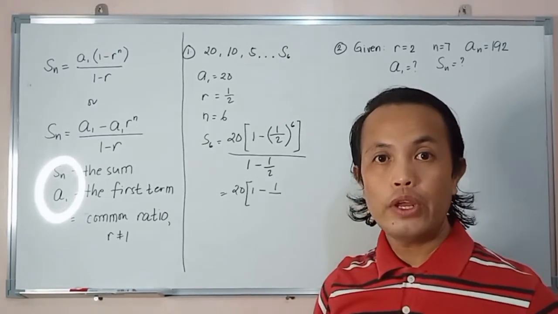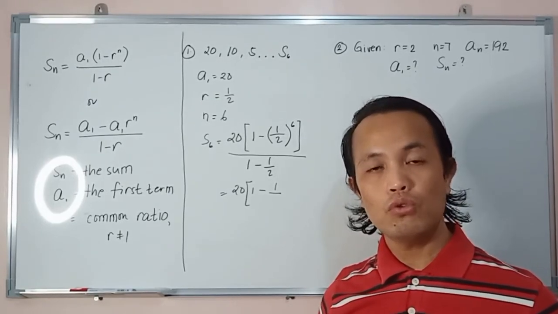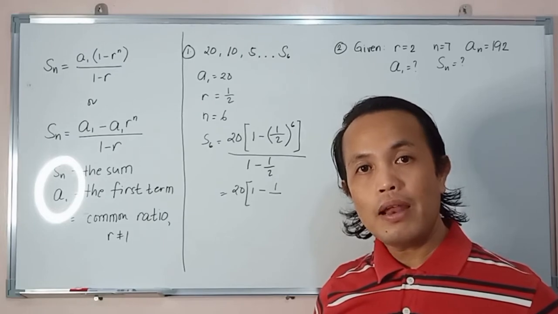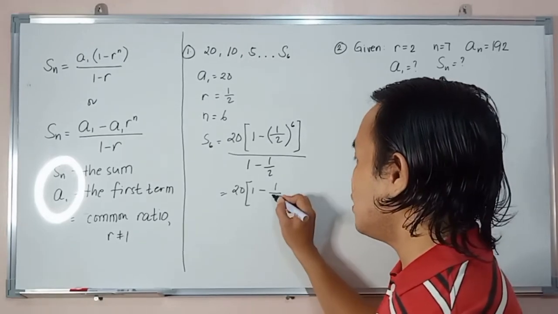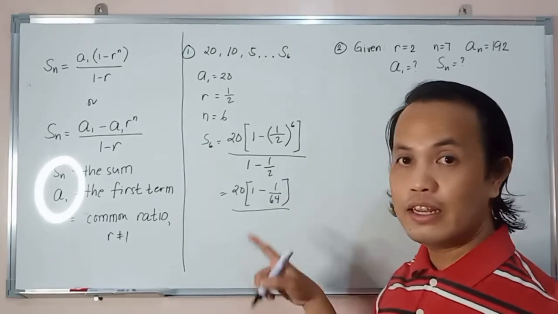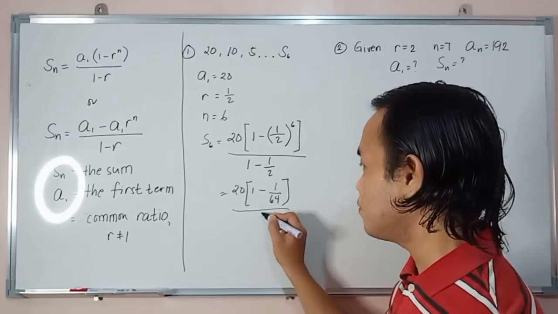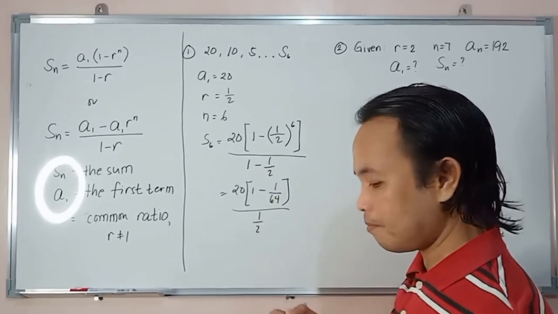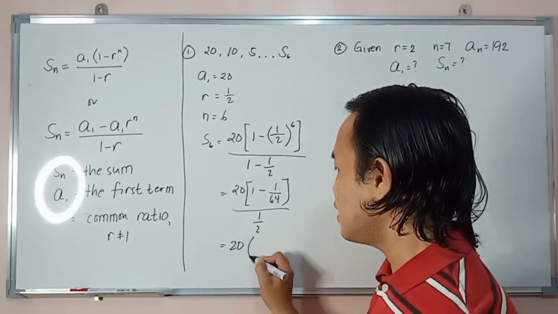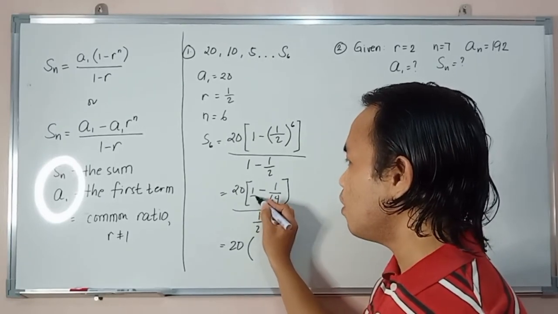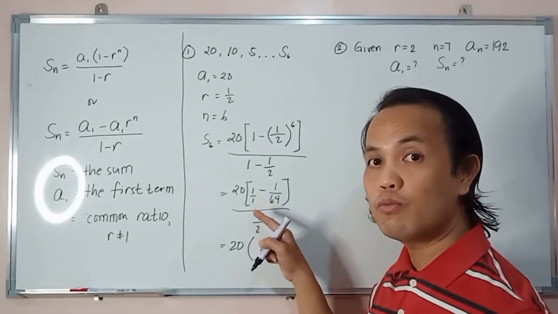Then for 2, we need to raise 2 to 6. That is 2 times 2 times 2 times 2 times 2 times 2. That is, we multiply 2 six times. That will give us 64. And that's over 1 minus 1 half, which is of course 1 half. So we write 1 half. We copy 20 times. The 1 is assumed to have denominator 1, since we are going to combine this fraction and whole number.